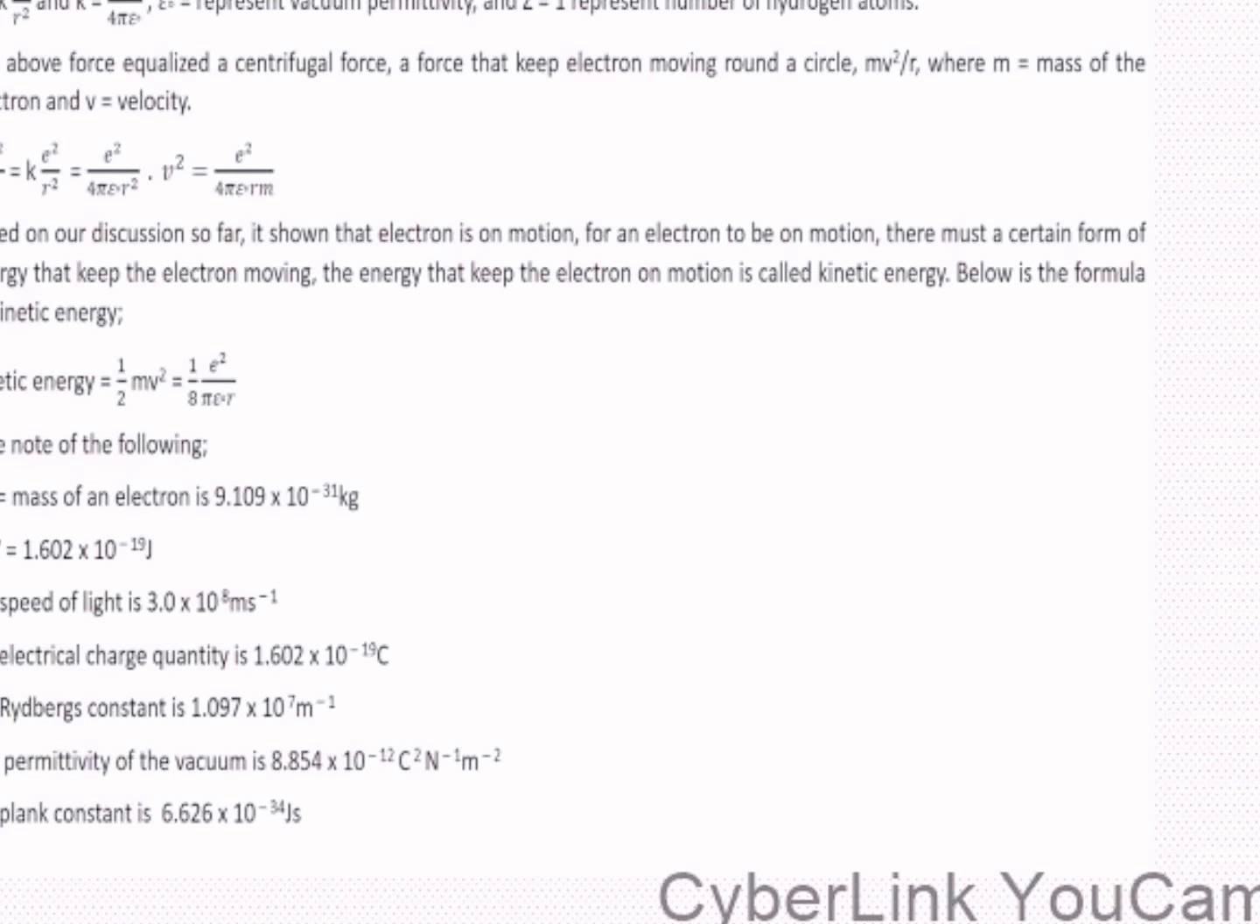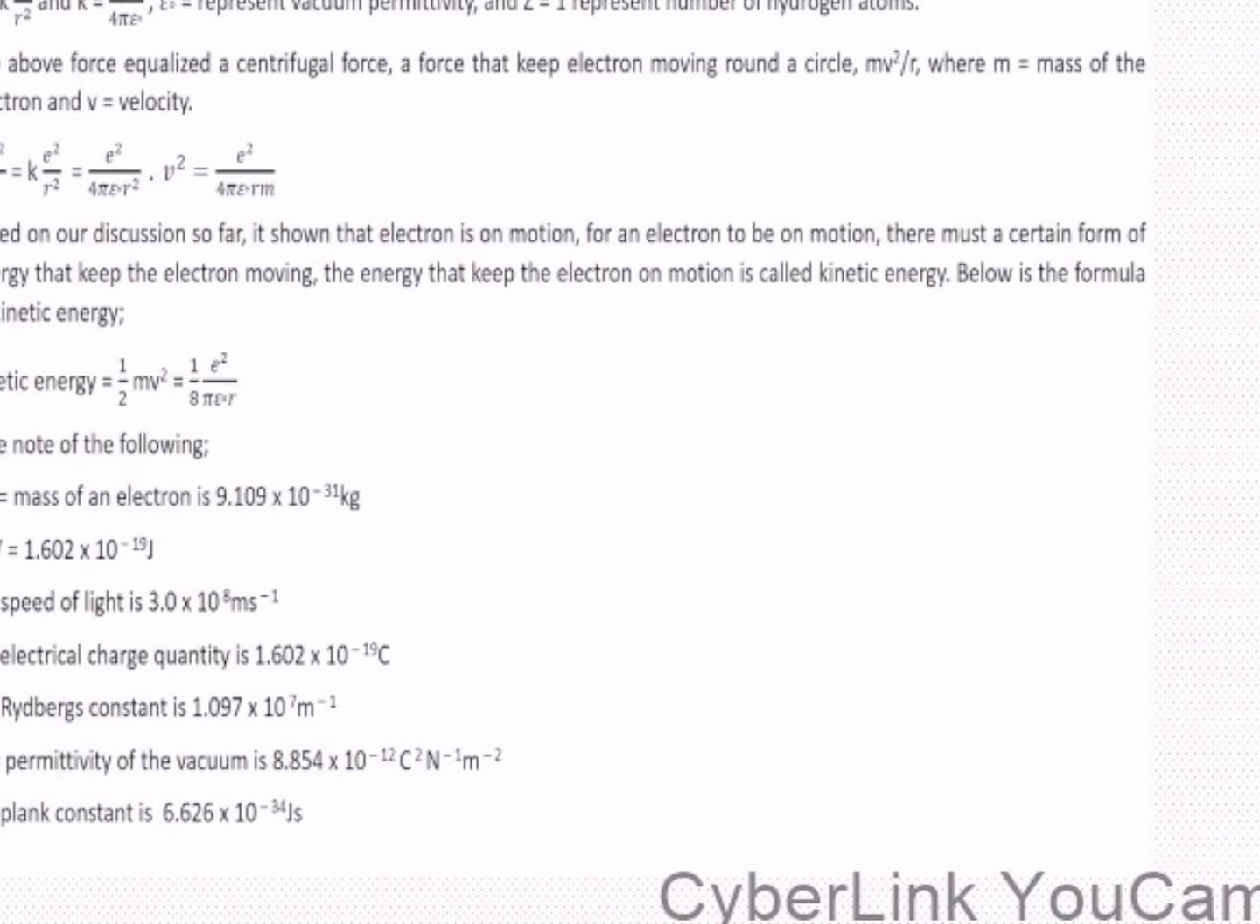Then we have mv squared over r equals k e squared over r squared, equals e squared over 4 pi epsilon r squared. v squared equals e squared over 4 pi epsilon m r. Based on our discussion so far, it shows that the electron is in motion. For an electron to be in motion, there must be a certain form of energy that keeps the electron moving. The energy that keeps the electron in motion is called kinetic energy.